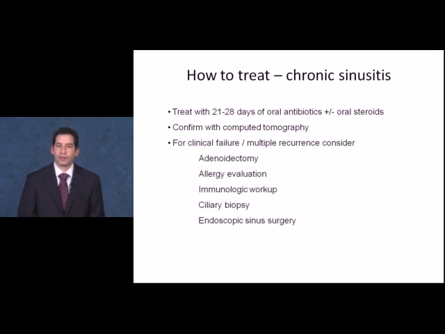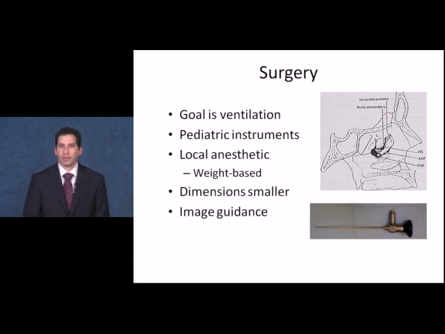For clinical failure or multiple recurrences, first-line surgical treatment includes adenoidectomy alone. Other workup, including an allergy evaluation, immunologic workup, and consideration of a ciliary biopsy to rule out mucociliary dysfunction, is warranted. And finally, failing these interventions, endoscopic sinus surgery is helpful in these cases. The goal of endoscopic sinus surgery is to improve the ventilation of the sinuses.